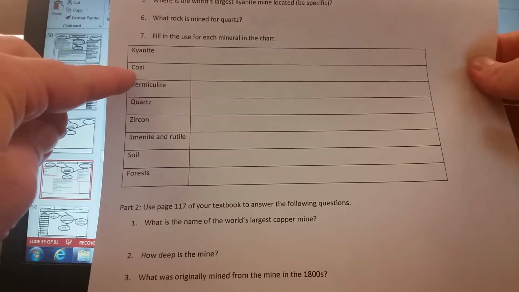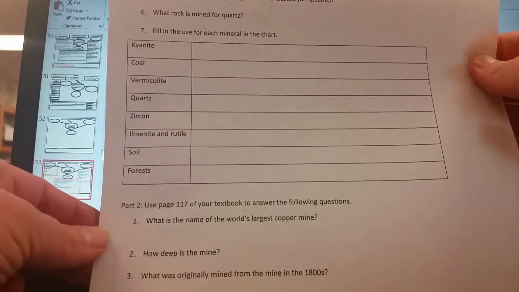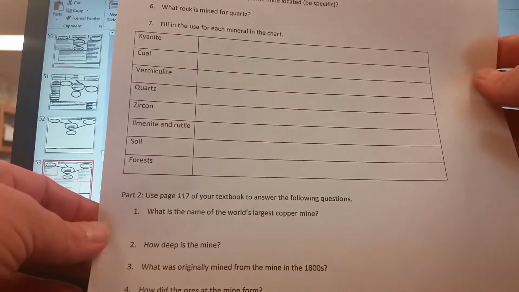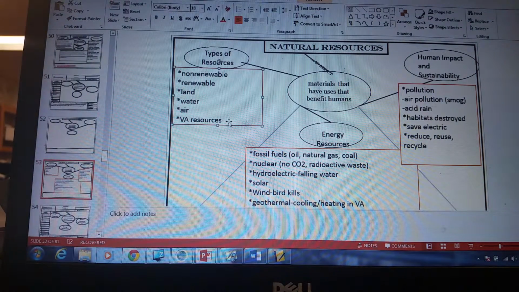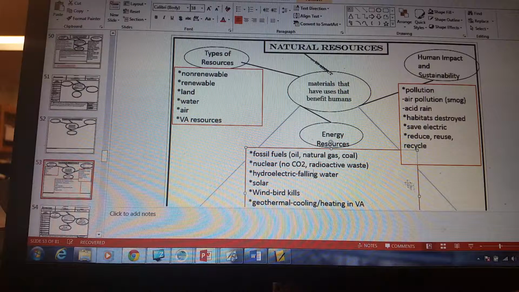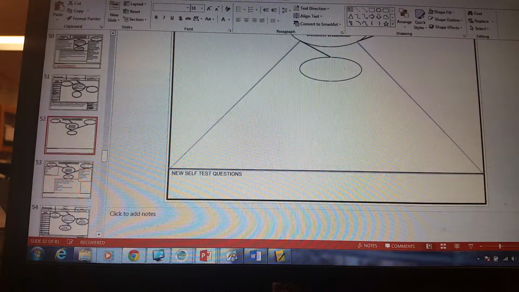The other one would be to specifically know coal. Coal forms from animals and plants that are buried deep under layers of sedimentary rock, and the heat and pressure convert it to the coal that we can burn for energy. And now that we're talking about energy, let's look at energy resources in particular.